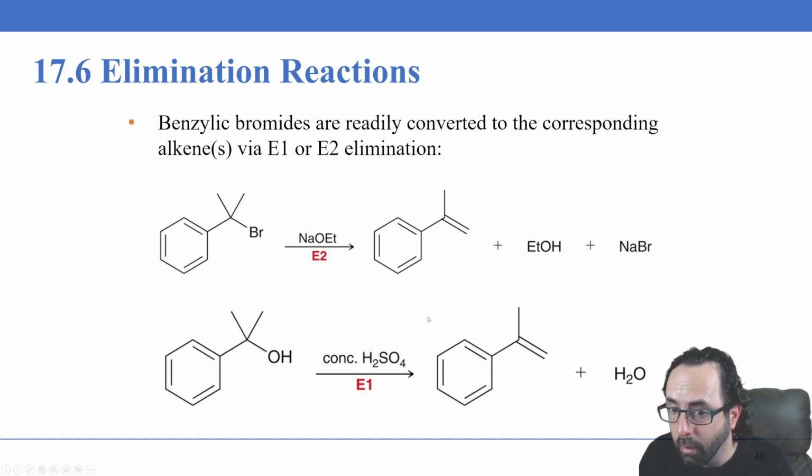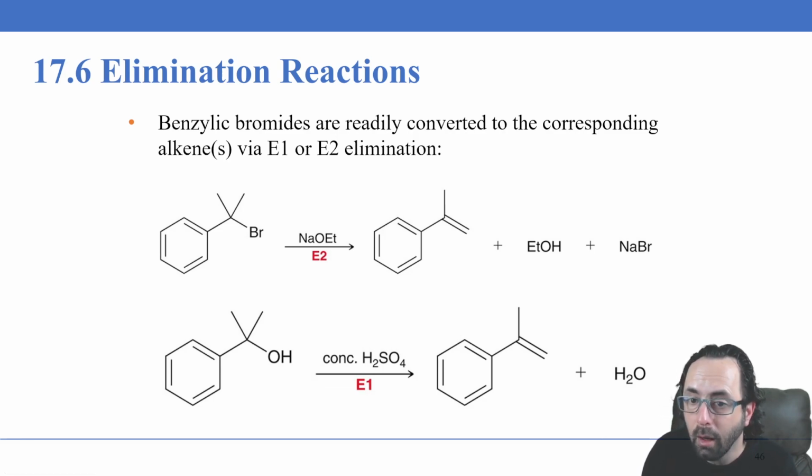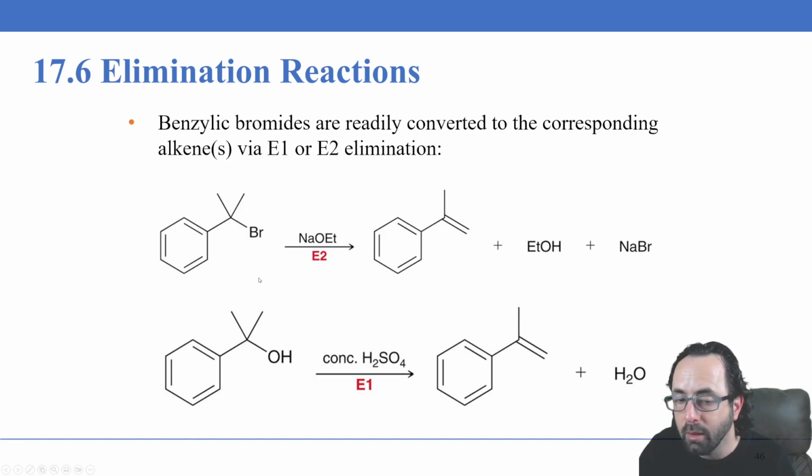Benzylic bromides also undergo E1 and E2 elimination. So if we have a strong nucleophile, strong base, and we have this tertiary alkyl halide, remember that this is going to really slow down the SN2 reaction. So the E2 reaction will be what will dominate. And in this case, notice that there's only one possibility for the elimination. You cannot eliminate here. So you end up eliminating right over here. These two positions are equal.